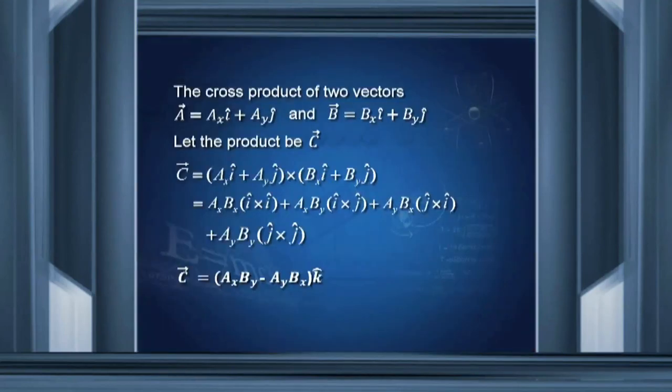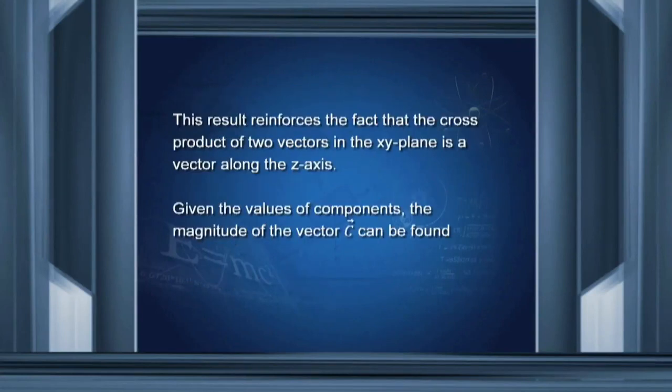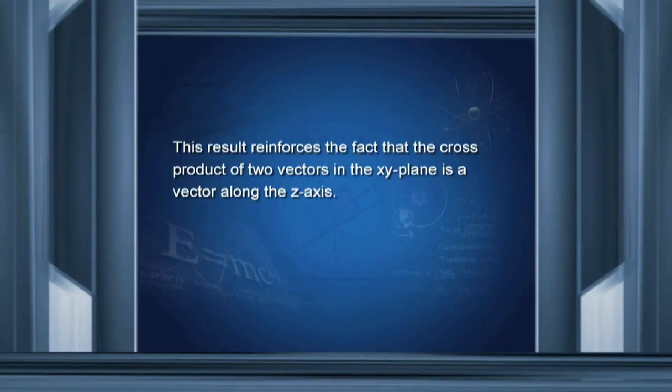So, the cross product of two vectors A and B, where A and B are both in the x y plane, comes out to be in the z direction. So, vector C is, you can see, in the direction of k cap. This result reinforces the fact that the cross product of two vectors in the x y plane is a vector along the z axis. Please remember this: if the vectors are in the x y plane, then their cross product has to be in the z direction, either this way or that way.